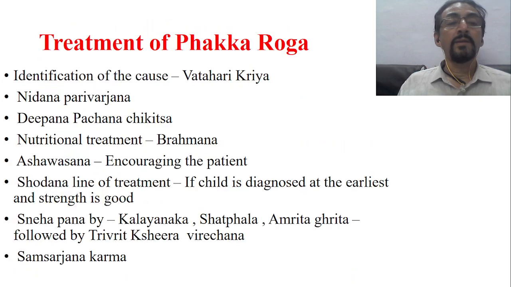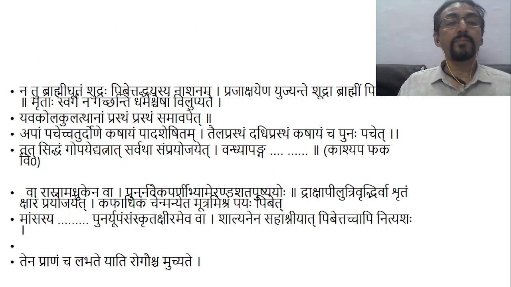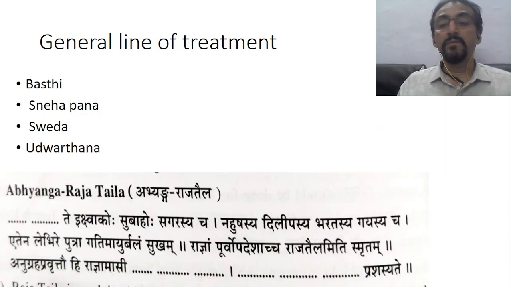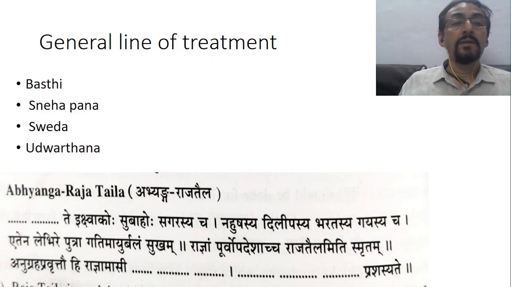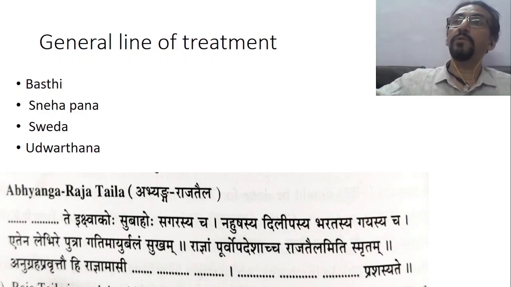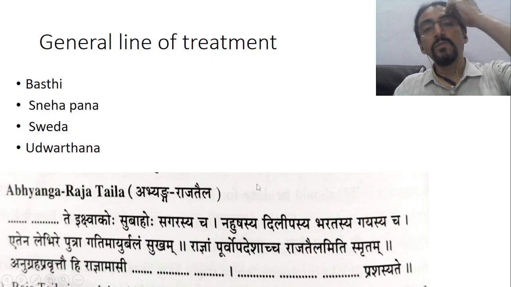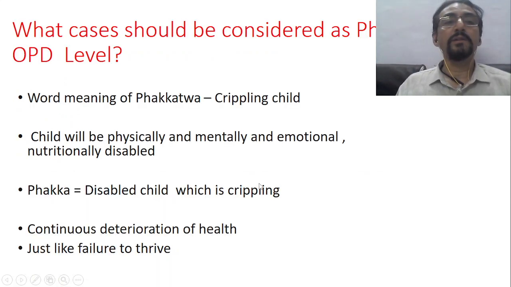So what is this? Yes, for the Vata dominant, they have mentioned this particular treatment: Bastayaha Snehapanani Svedasya Udvartanani Chaha. So this is for the Vata dominant Phakka Roga. For the Kapha dominant Phakka Roga, the same line of treatment, but it should contain more Mutra as well as other drugs. Whereas in case of Pittaja, we have to go for Draksha, Maduka, Pilu, and Kshirayutam Prayojayat. So this is what they have explained in the treatment.